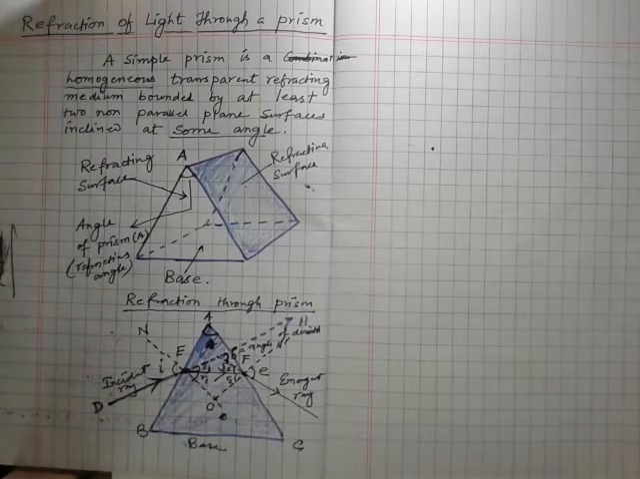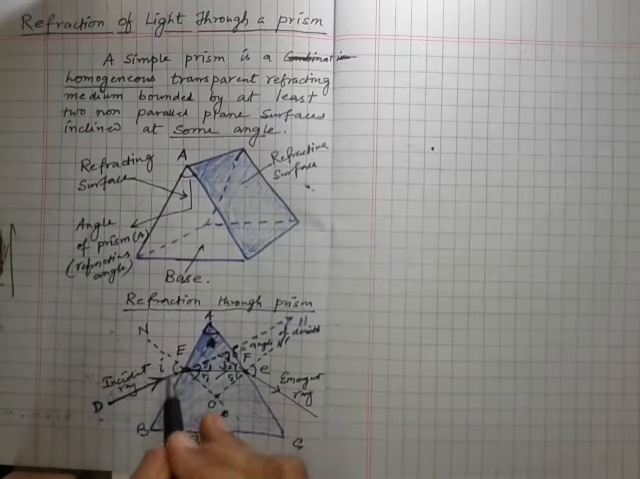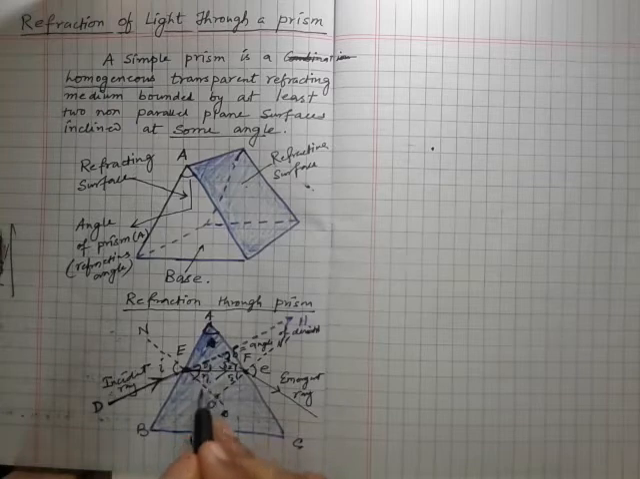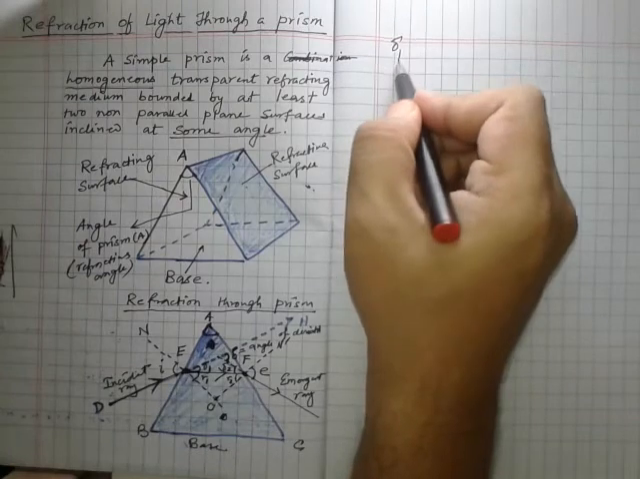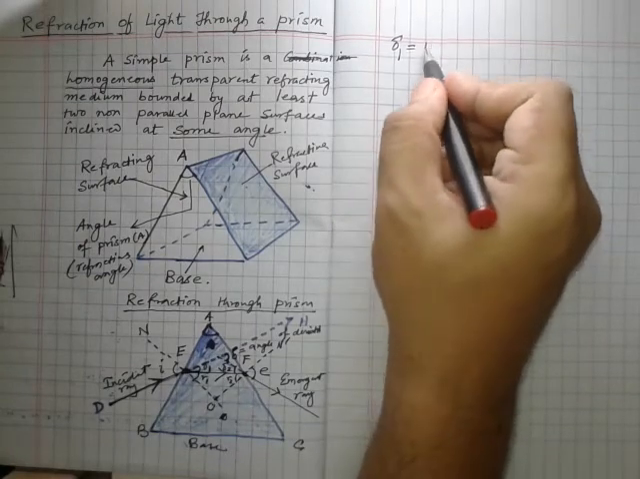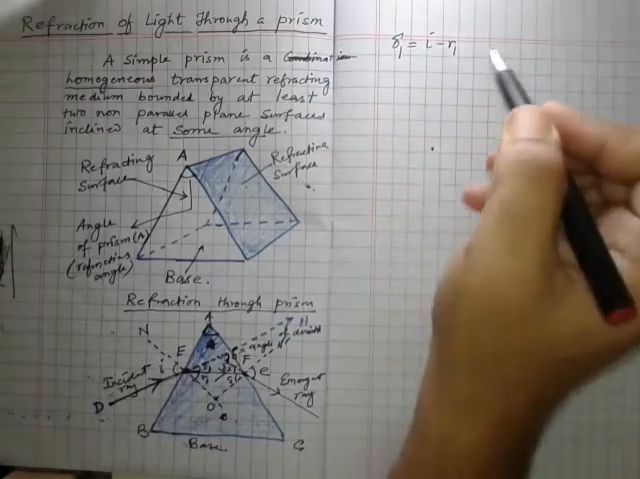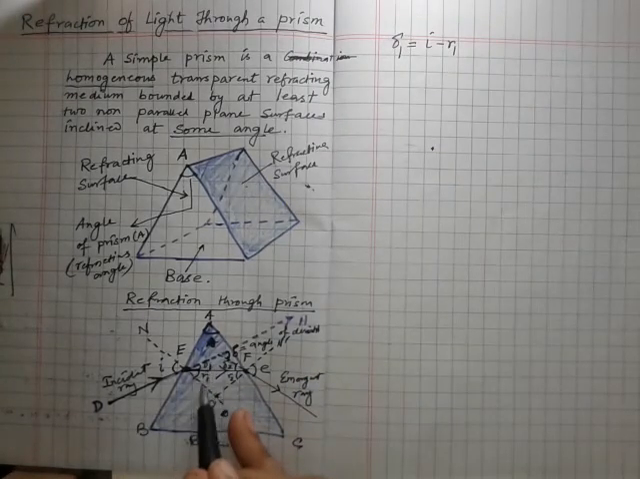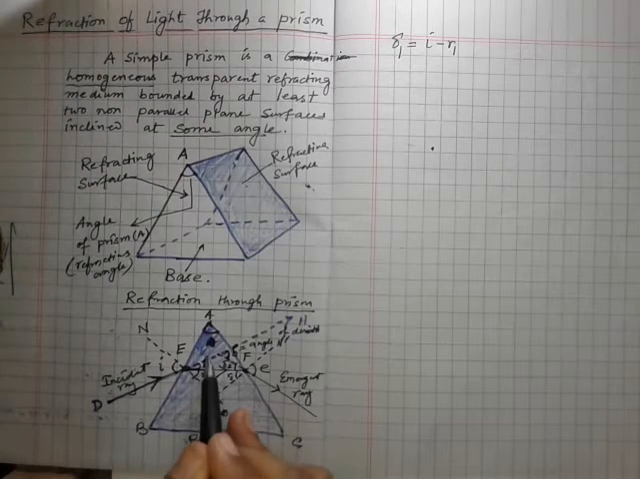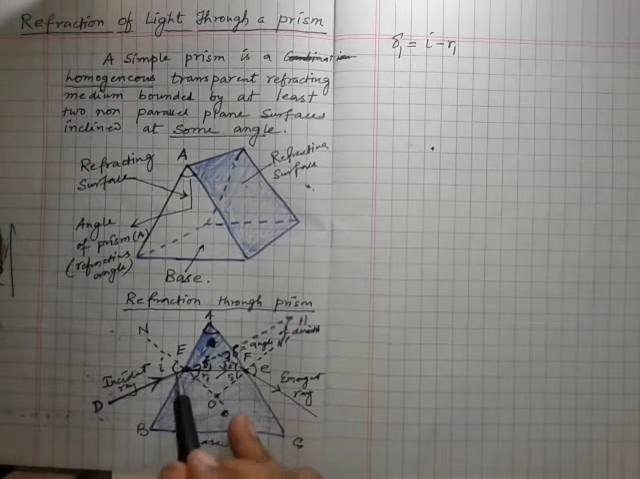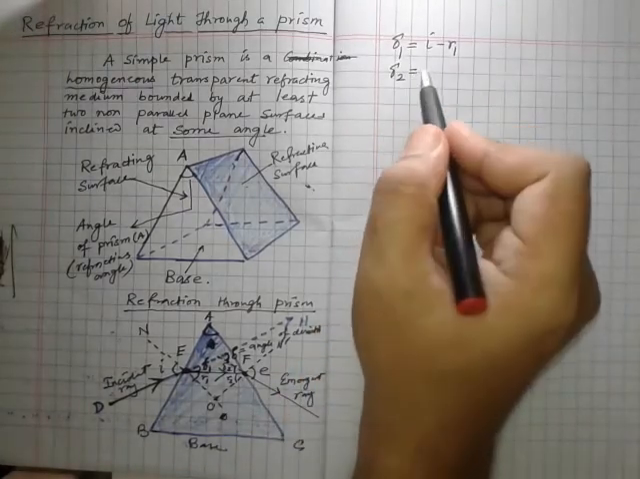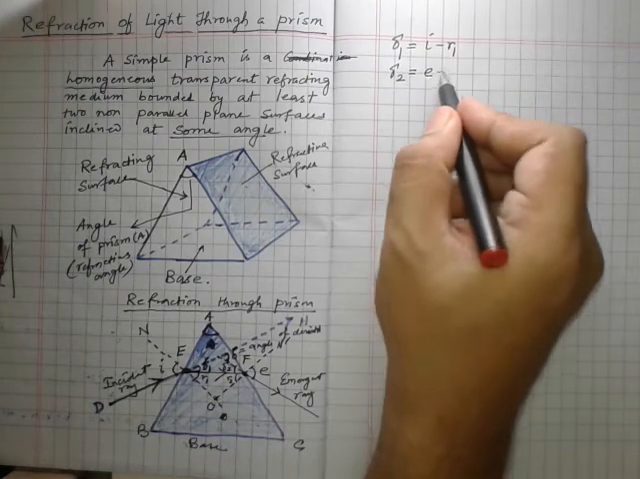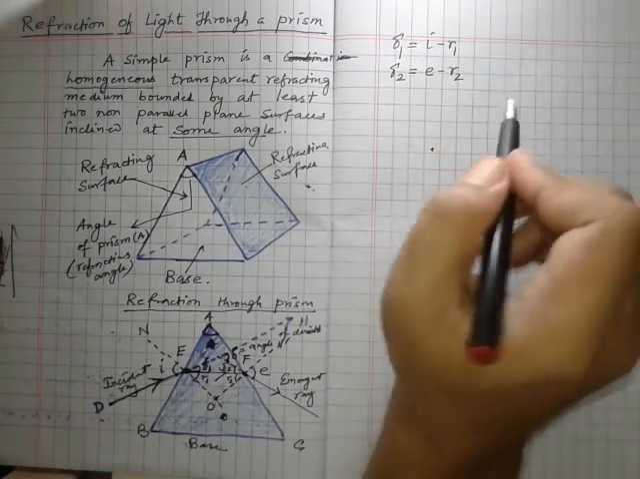So now I'm going to prove some relations. So what are the relations? See here. I is there. That means if this is I, this entire angle will also become I. Then what about delta 1? Delta 1 will become I minus R1. This entire thing is I, and then this is delta 1. So delta 1 will be I minus R1. Similarly, delta 2 will be E minus R2.